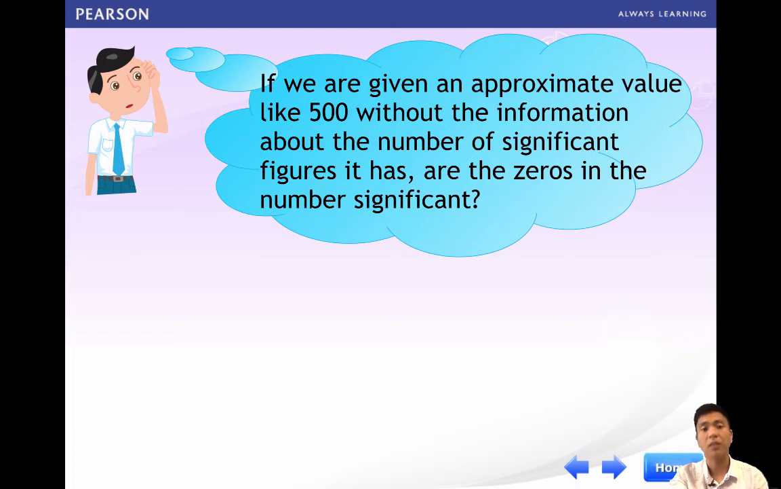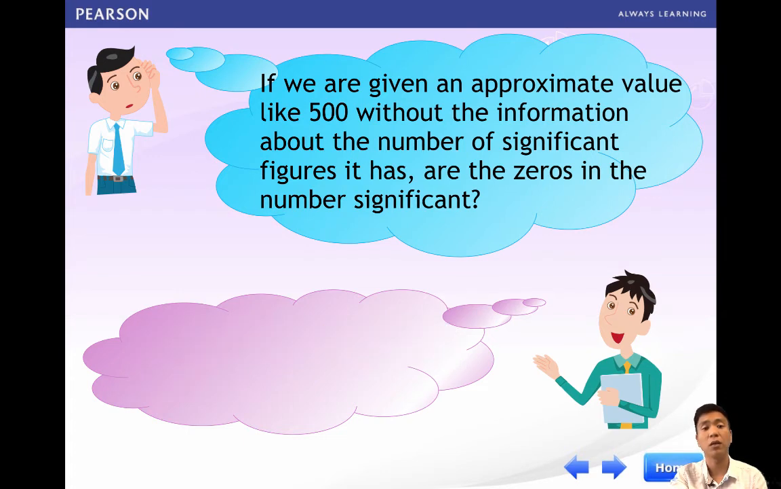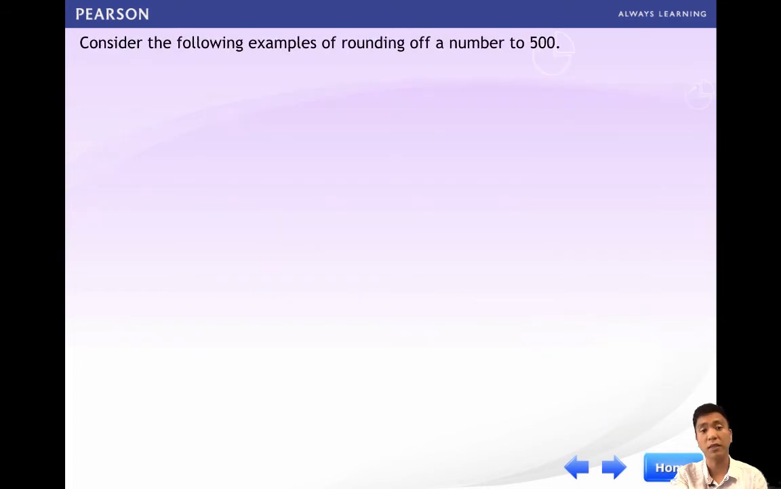What about this? If we are given an approximate value like 500 without any information, can we say that 500 is a number already correct to three significant figures or another number of significant figures? And also, are the zeros significant? Do we know that? Actually, we don't know, because it may be a significant figure, but it may not be as well. So let's look at this example. What does it mean?